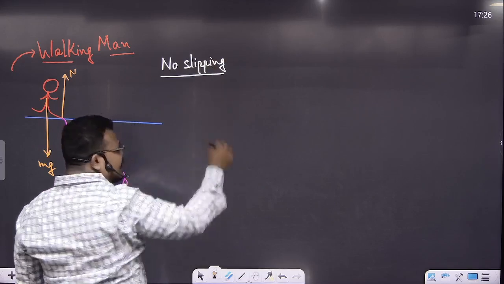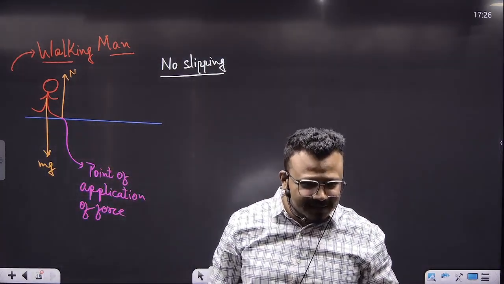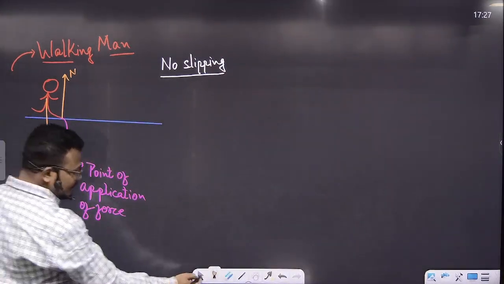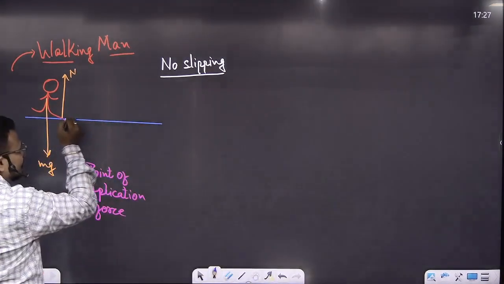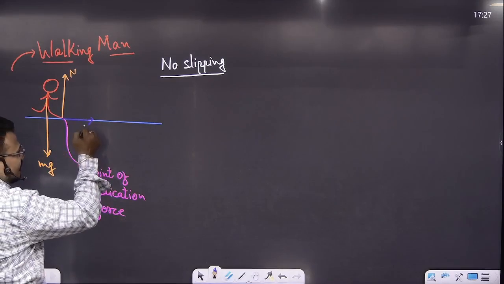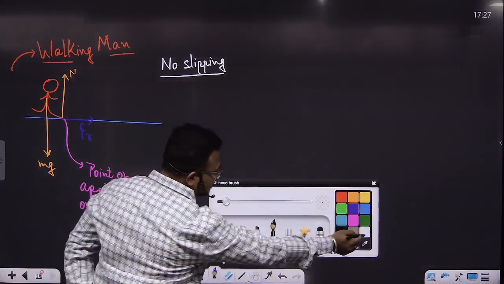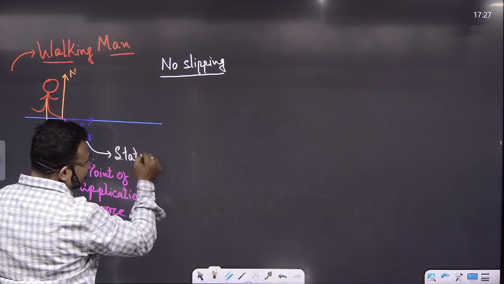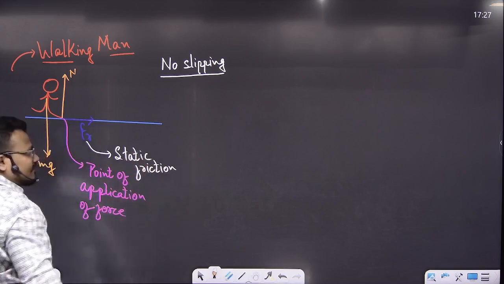If no slipping is there, it is confirmed that friction is working there, right? Which type of friction is working? Static friction is working. And friction is working in the direction we are moving. Front friction works. So here I am taking Fr, and this is static friction. Static friction we are taking.